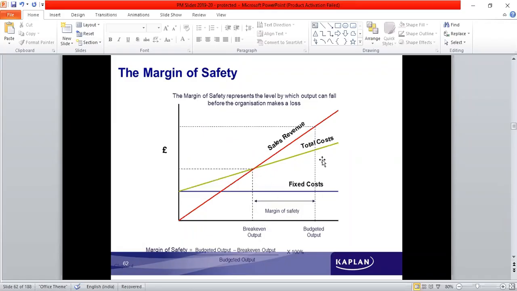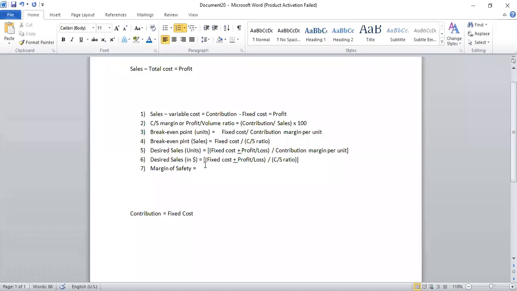Why are they safe beyond that? There is no more fixed cost which has to be absorbed. That is the logic, that is the explanation. So the safety situation arises once they cross the break-even point. In equation terms, margin of safety is equal to actual sales minus break-even sales.